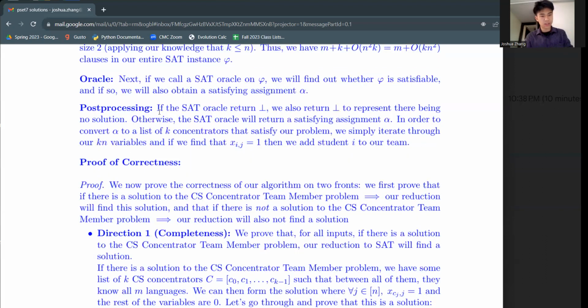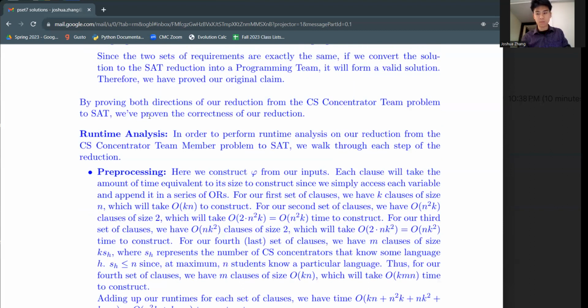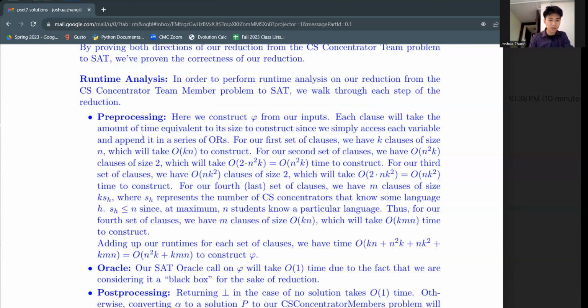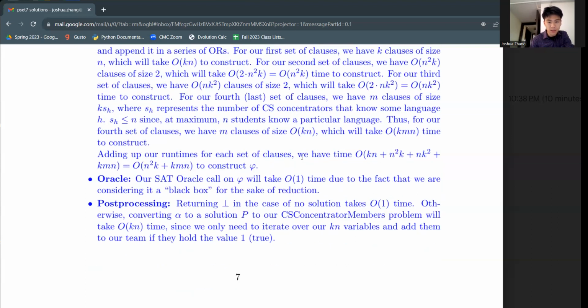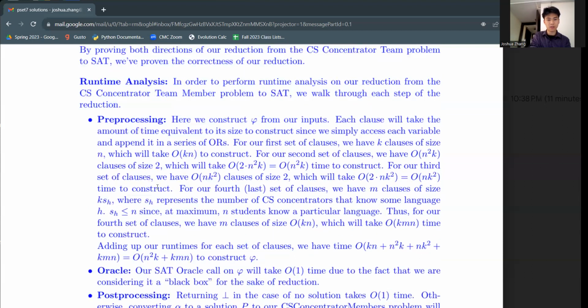I did mess up a little for the proof of runtime. Basically, I said that we had O of kn squared plus m runtime. That wouldn't be incorrect to say, as there are that many clauses, but the runtime more specifically is this, to be a little more precise, because we just add up the runtimes for each set of clauses that we take to verify the 4 conditions we have laid out.